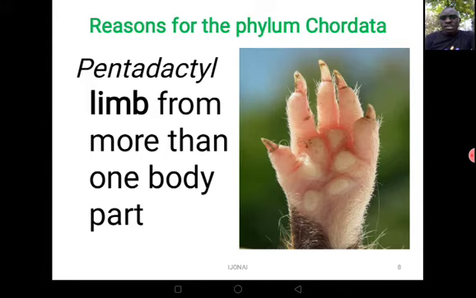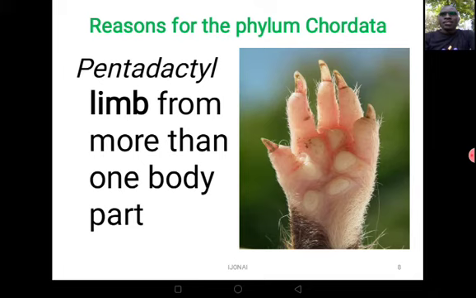And then it has the pentadactyl limb from more than one part of the body. A limb that terminates into 5 digits, as you can count from there: 1, 2, 3, 4, 5. However, in some vertebrates, in some chordates, even rats, you may find that some toes or fingers are modified to something else, or they are either reduced or modified. So you may find in some cases there are 4, depending on the animal.